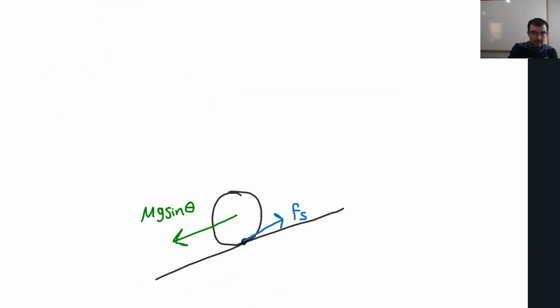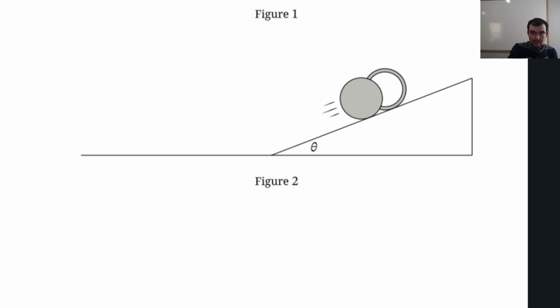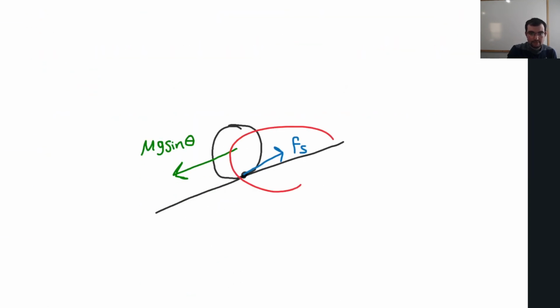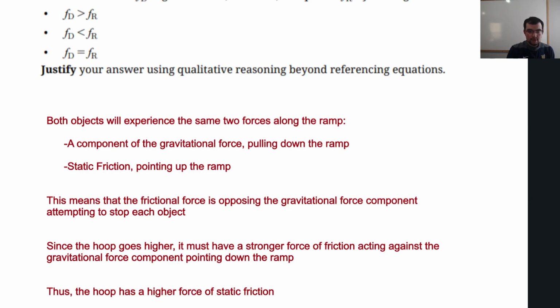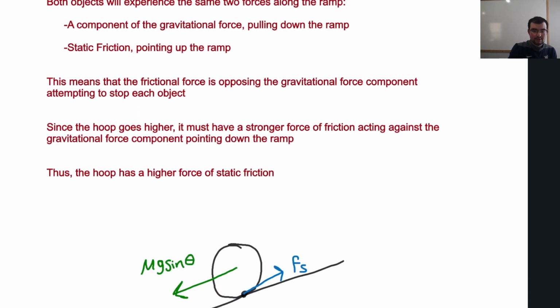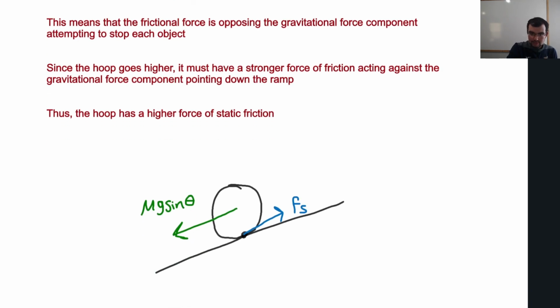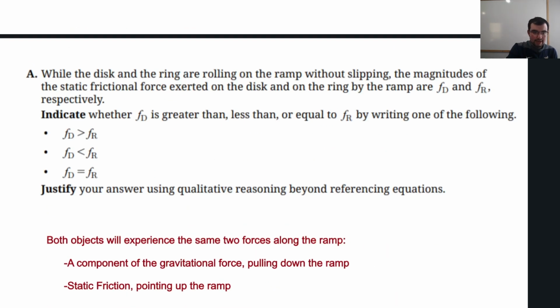So really, we see that since the hoop goes higher, the resistive force has to be bigger for the hoop. The thing that's fighting mg sine theta has to be bigger for the hoop. So both objects are experiencing both gravity pulling down the ramp and static friction pointing up. But what's different is that since the hoop is going higher, it must have a stronger force of friction fighting mg sine theta more. So the effective acceleration is less. And all that means is that Fs is going to be greater for the ring.